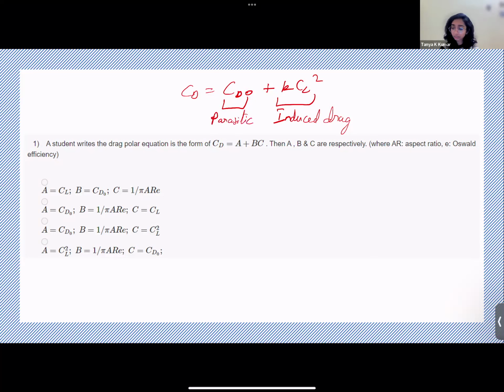So now the drag polar: CD is equal to CD naught plus K CL square. CD naught is the parasitic drag and K is equal to 1 by pi E AR. So in the equation that is given, A would be CD naught. Just equate what we wrote and what is given in the question. B would be K, which is nothing but 1 by pi E AR. And C would be CL square, right? So yes, option 3 is right. Two of you had answered option 3. Okay, let's go to the next question.